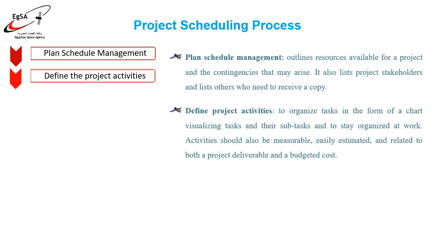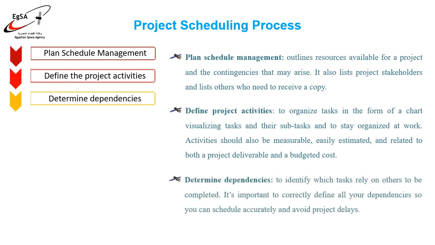Activities should also be measurable, easily estimated, and related to both a project deliverable and a budgeted cost. 3. Determine dependencies. Once you have all project activities listed, think through each one carefully to identify which tasks rely on others to be completed. If you're building a house, for example, you can't put the roof on until the frame is completed. It's important to correctly define all your dependencies so you can schedule accurately and avoid project delays.